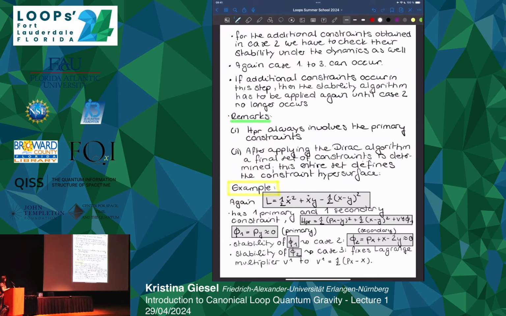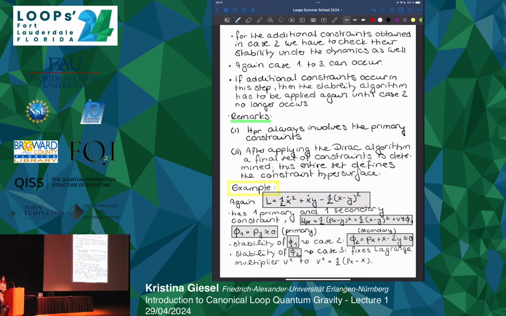Now, let's just go back to our example, to the simple Lagrangian. We already saw we have one primary constraint, which was that P_y is vanishing here. We have to consider its stability with respect to the primary Hamiltonian, which has this simple form in this simple model. And we just consider the Poisson bracket of the primary constraint with phi 1. And we realize this is non-vanishing. We basically get this right-hand side here of phi 2. It's non-vanishing on the constraint hypersurface, so we get a secondary constraint.